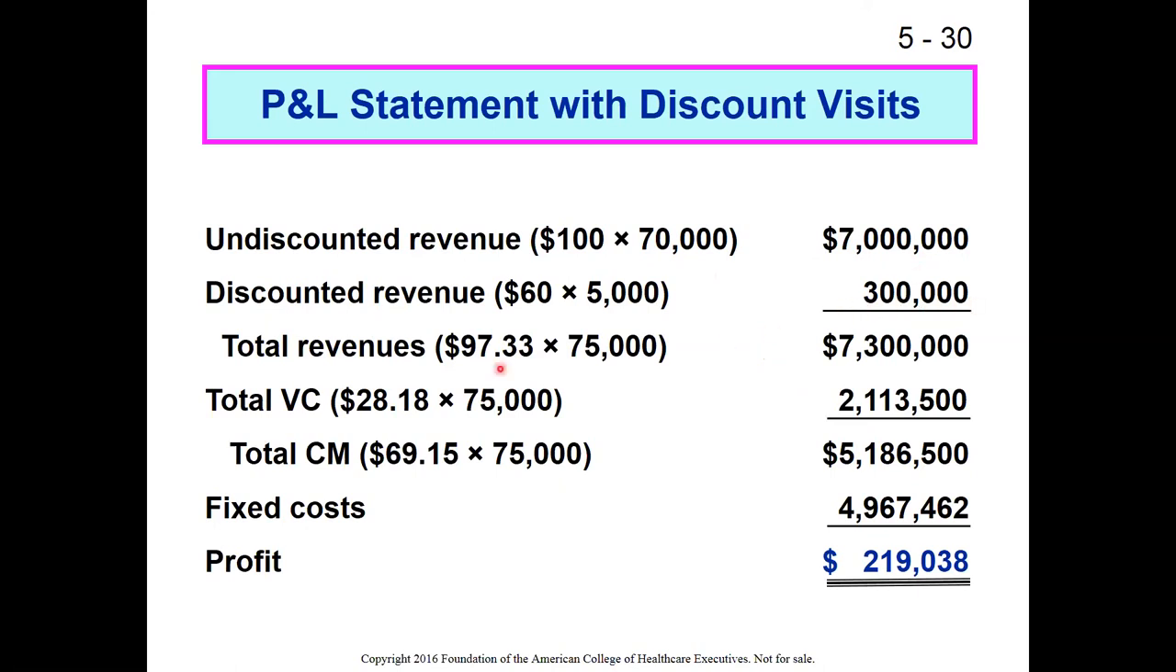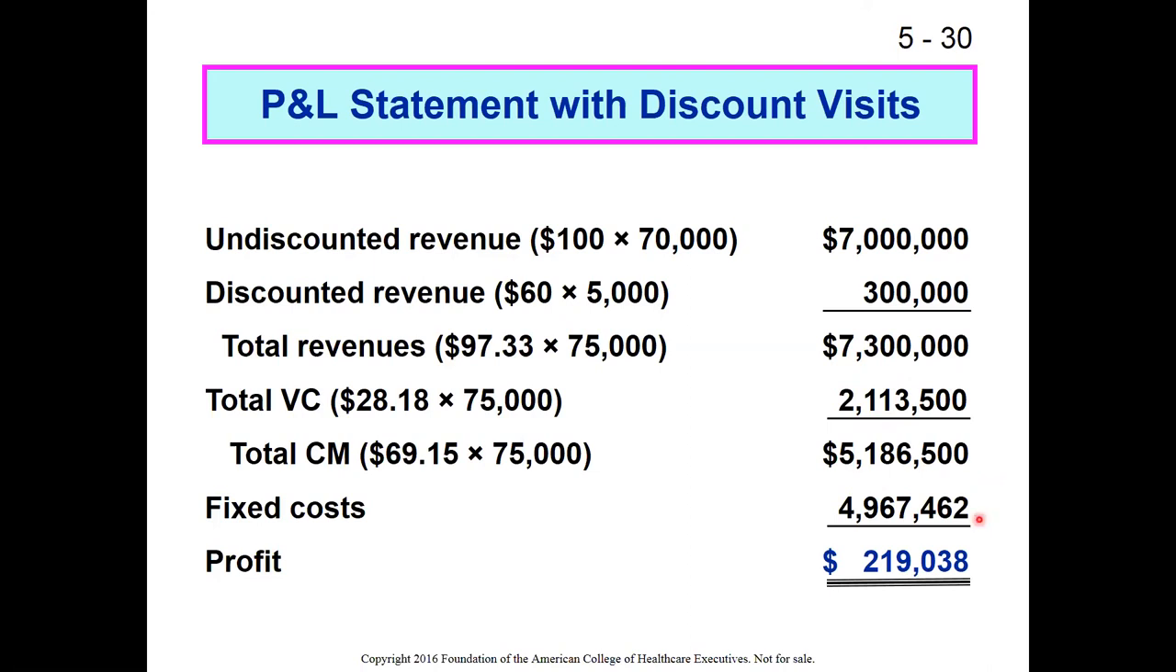So our total revenues are 7.3 million, which, the weighted average between 70,000 at 100 and 5,000 at 60, is 97.33. So we wind up with 7.3 million in revenues. Variable costs are the same as they were when we ran just 75,000. So we're back up to 2.1 million again. Total contribution margin, almost 5.2.